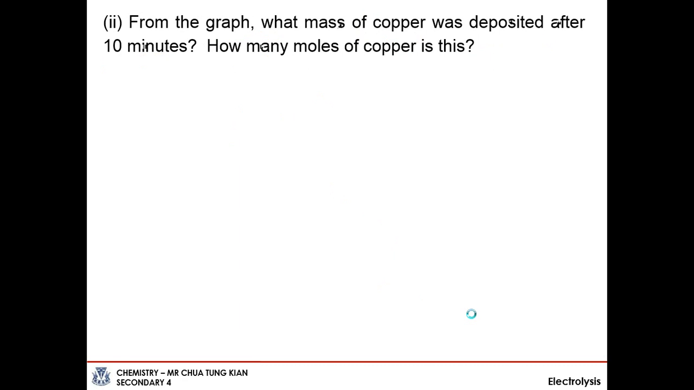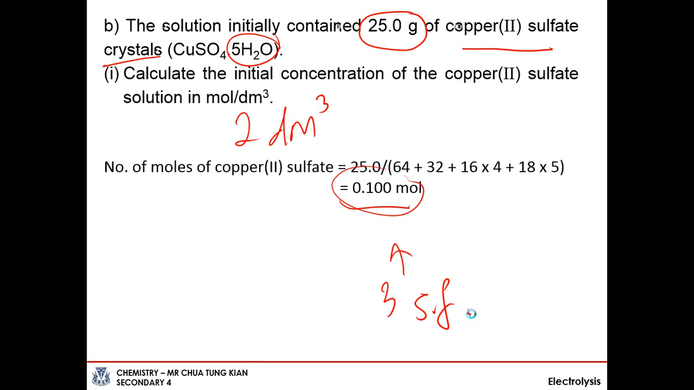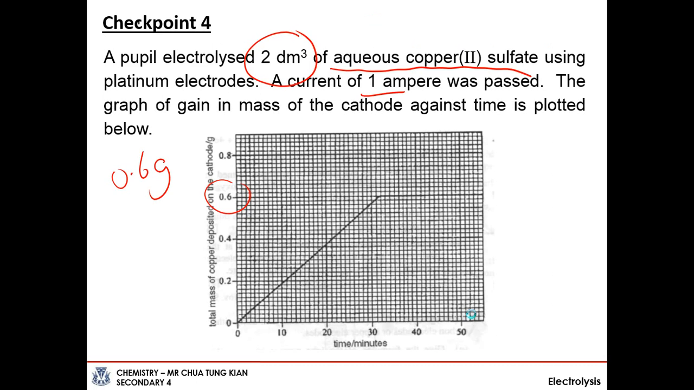The next part, this is the part which will lead on to the more interesting bits at the back. So from the graph, what is the mass of copper deposited after 10 minutes? So let's take a look. 10 minutes is here, so it would be around this region here. So it is 0.180 grams.